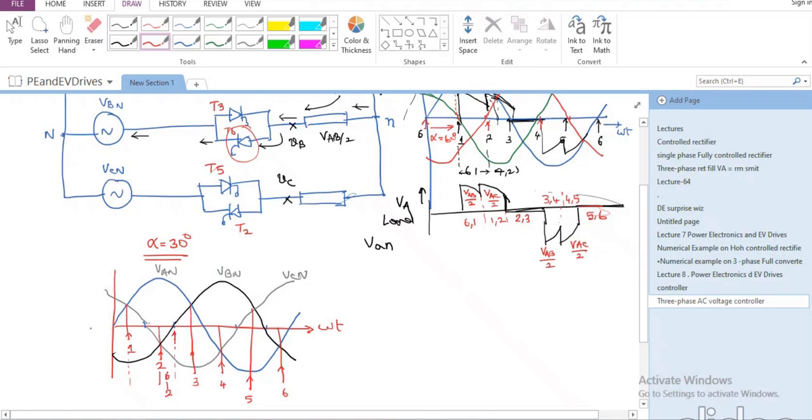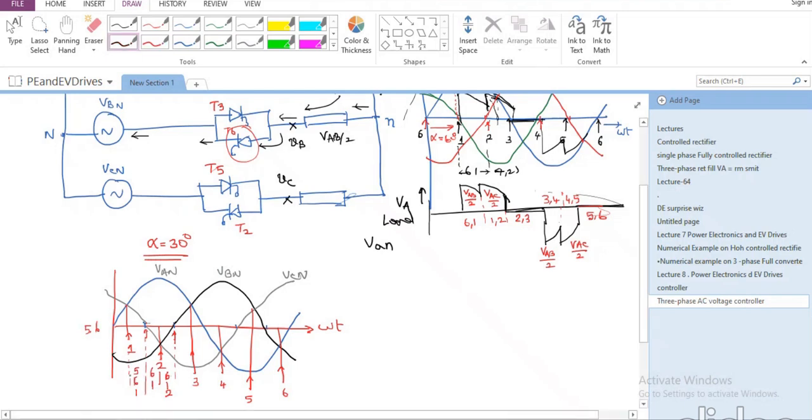Whereas if I try to look at it here, before this, 6 must have been fired and 5 must have been fired too. And this is C phase. So actually 5 should be able to conduct until this portion. So we will have again 5, 6, 1 conducting here. During this portion, only 6 and 1 will conduct. And 6, 1, 2 will conduct here.